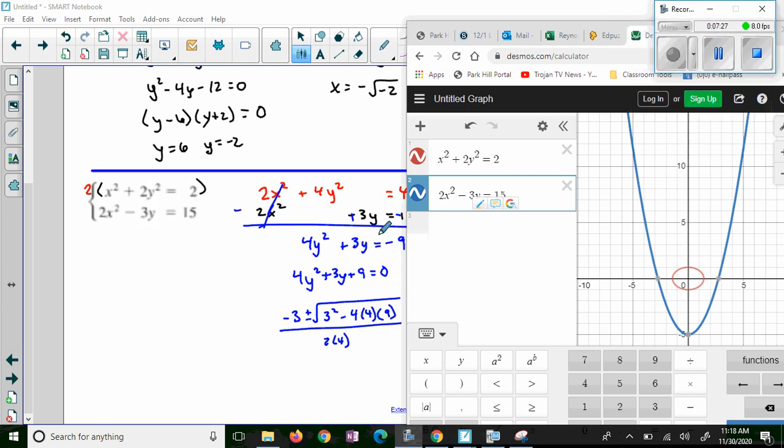Okay, so there's the graph of it. Again, the benefit of using Desmos is that you can just type it in just like it is. You don't have to manipulate anything. We can see that the ellipse is inside of the parabola. They never cross, never touch. And so that is, in fact, a no solution problem. Okay.